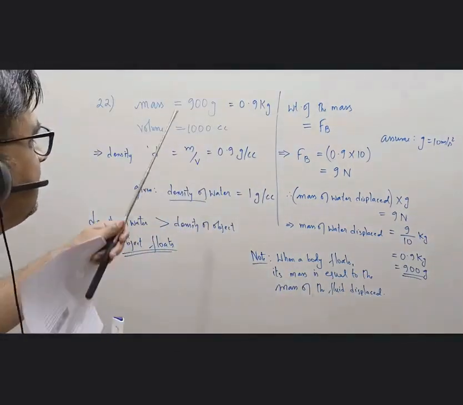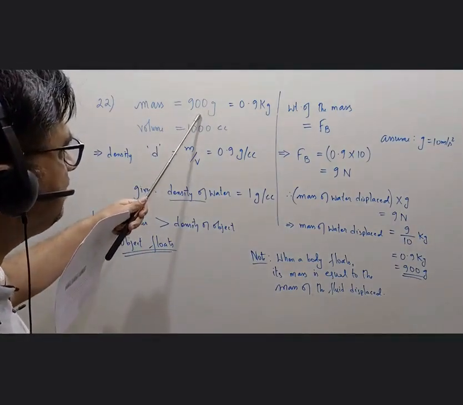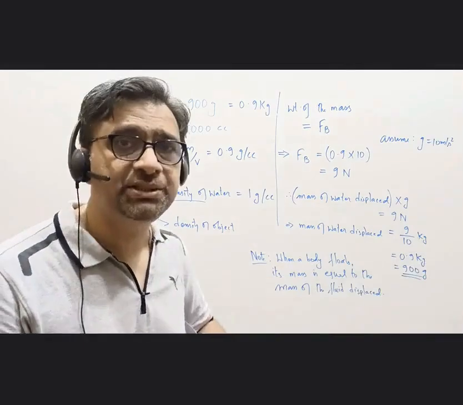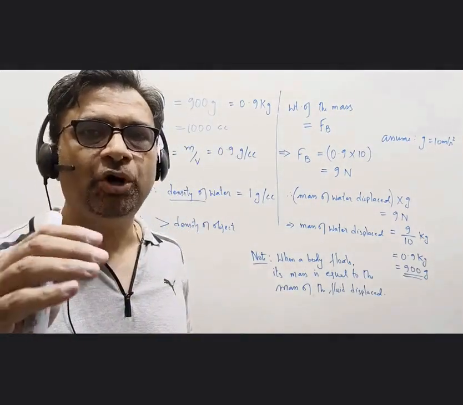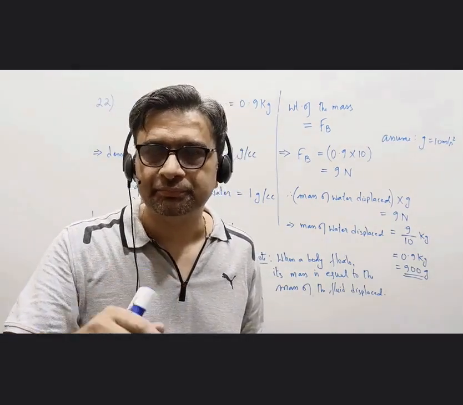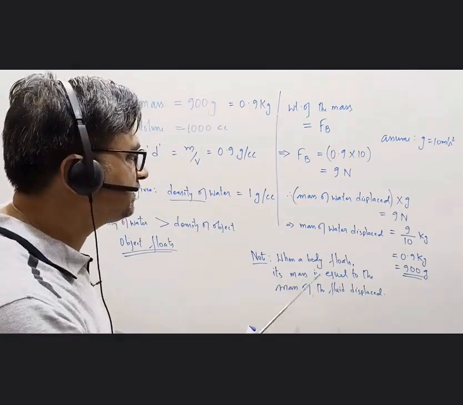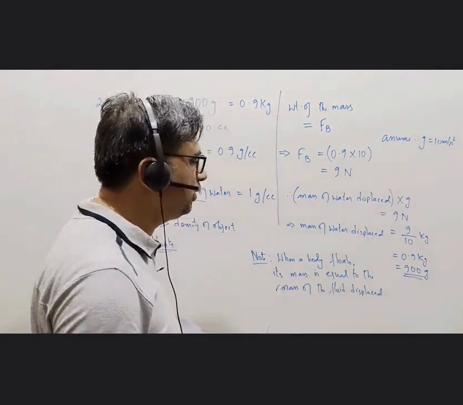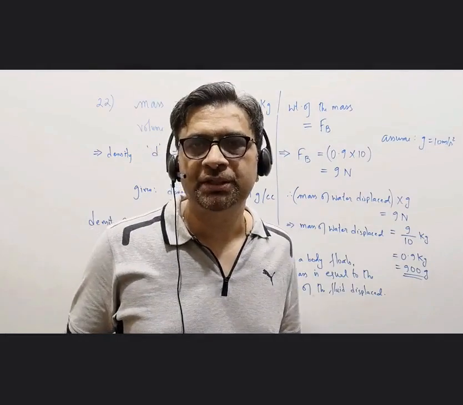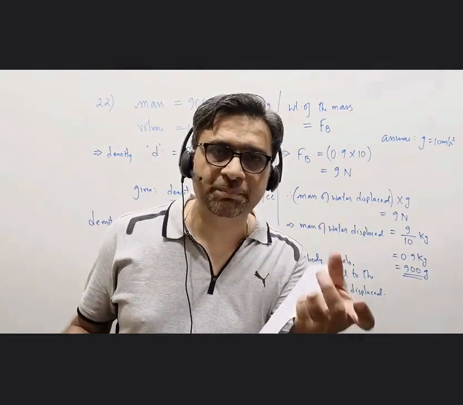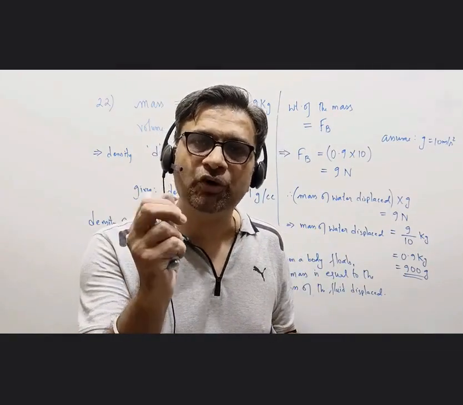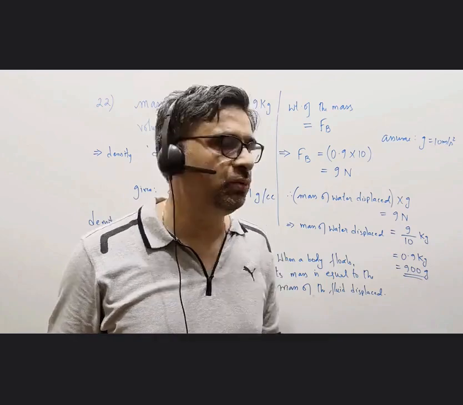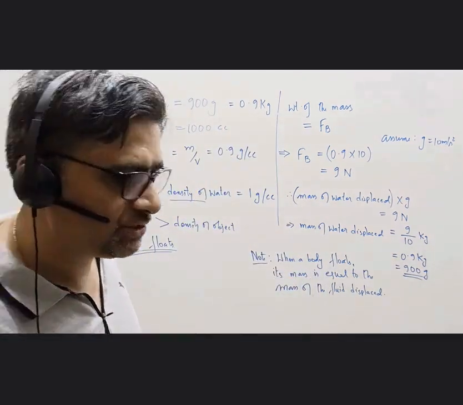Interestingly, you will see that the mass of the object, which was 900 grams, is equal to the mass of water displaced, which is 900 grams. This happens when the body floats. Whenever a body floats and does not sink, this is generic, something that you'd do well to remember. When a body floats, its mass is equal to the mass of the fluid displaced. The mass of the object being immersed is equal to the mass of the liquid that is getting displaced. And that's how the two balance each other. That's the answer for you.